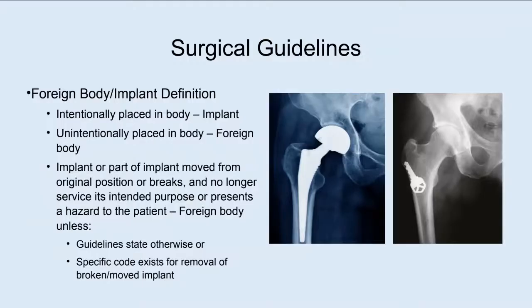Let's start with the guidelines for surgery. These guidelines are between the last anesthesia codes and the general surgical codes beginning with 10021. A new section in the guideline describes the difference between a foreign body and an implant. An implant was intentionally placed in the body. The example I have here is a hip replacement. This was done intentionally. And if something is unintentionally placed in the body, it's a foreign body.